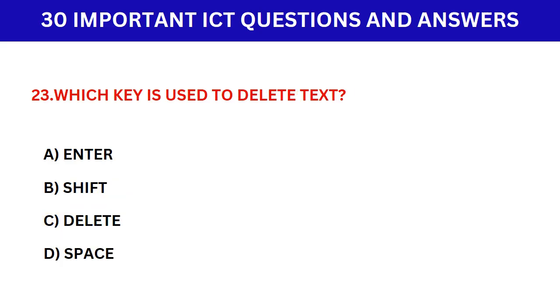Question number 23. Which key is used to delete text? Option A, enter. Option B, shift. Option C, delete. Option D, space. The right answer is option C, delete. The delete key removes characters from text.